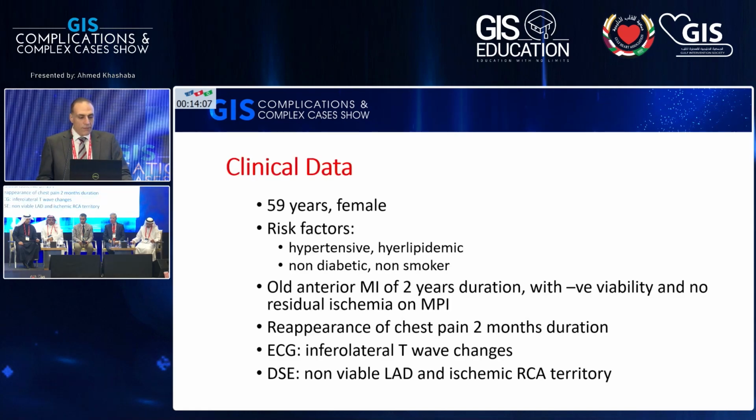This was a 59 years old female, hypertensive, hyperlipidemic, otherwise no risk factors. She had an old anterior MI 2 years before this index presentation, and viability study showed negative viability and LAD by MPI. Then after 2 years, 2 months before this presentation, she had a reappearance of chest pain with infralateral T-wave inversion. And as we said, the DSE again was non-viable for the LAD and ischemia in the RCA territory.